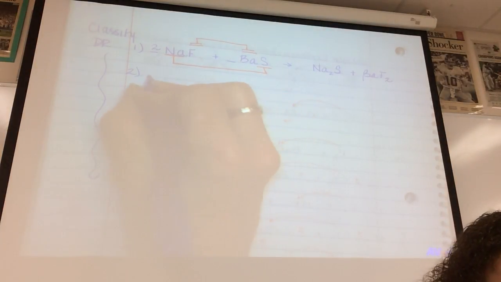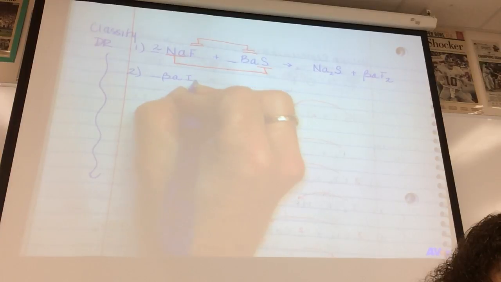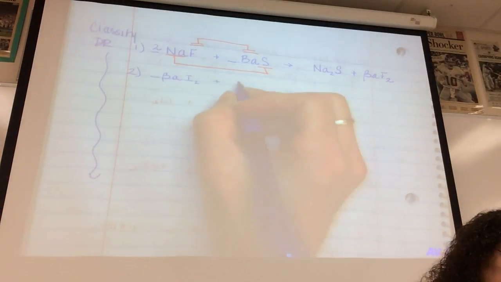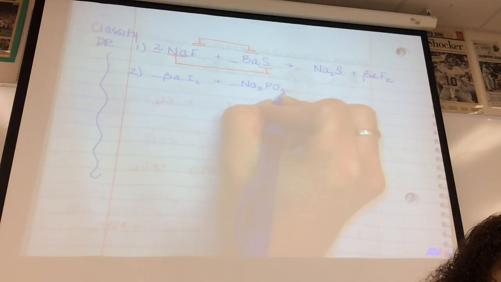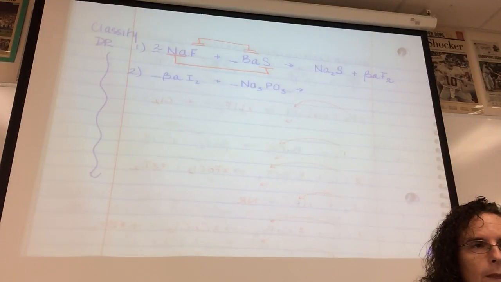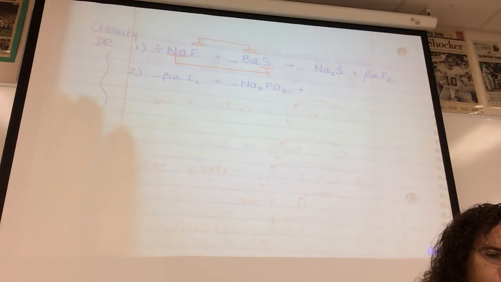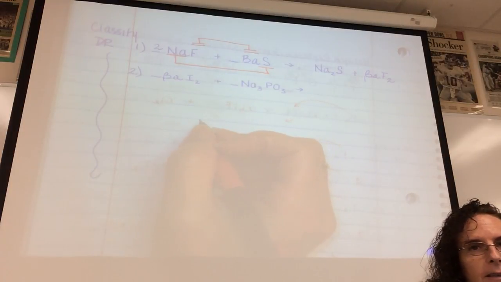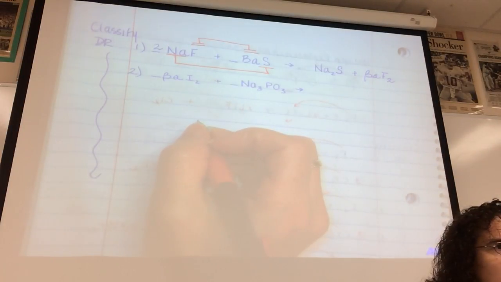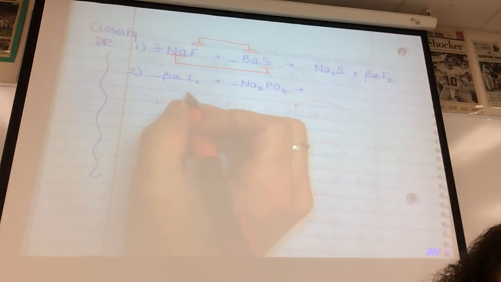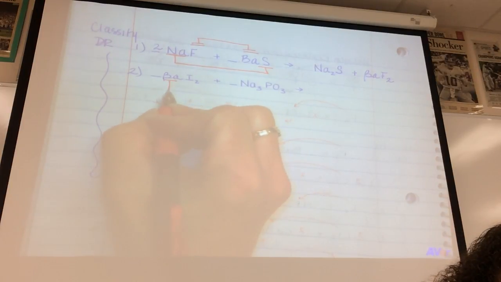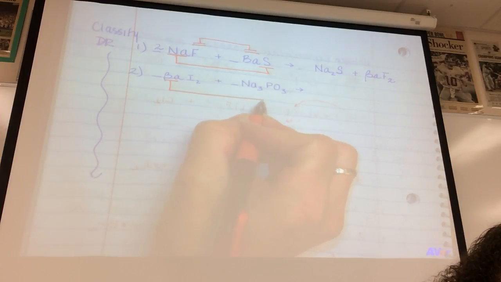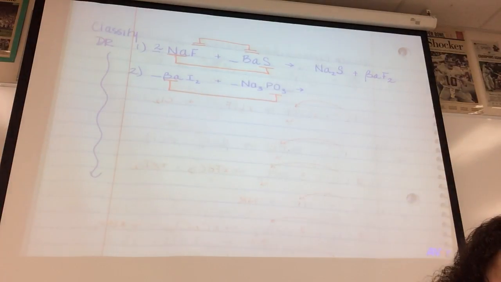All right. Barium iodide reacting with sodium phosphite. Who wants to do it? Then I'll just pick. Allison. What's it going to hook with? Good. And then you'll formula write that.